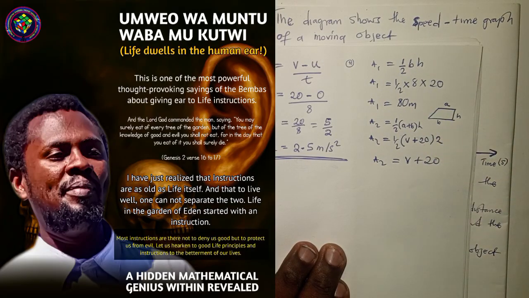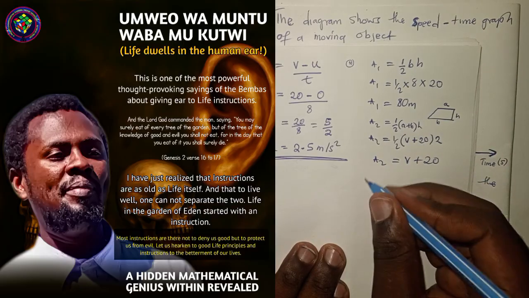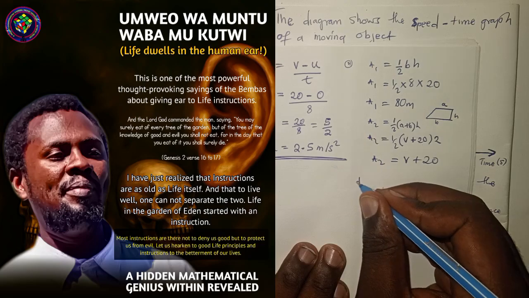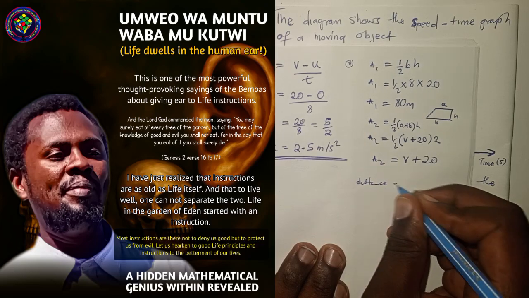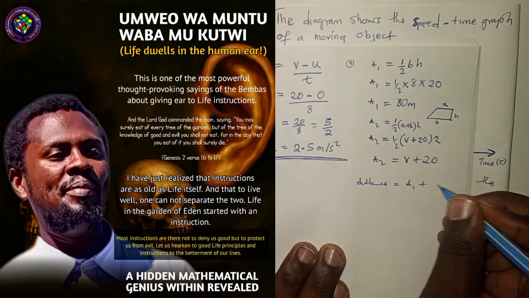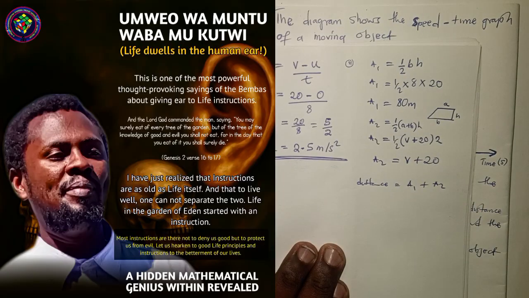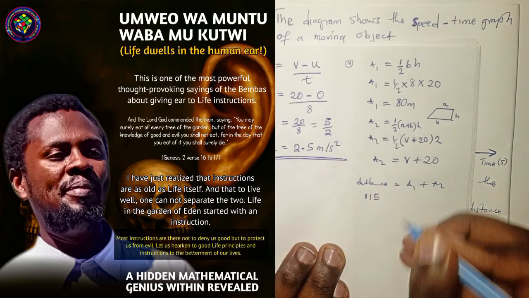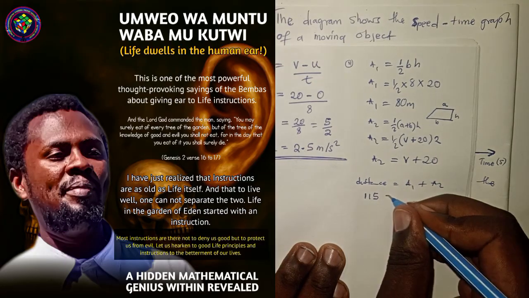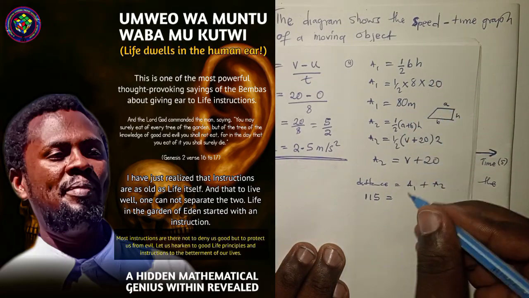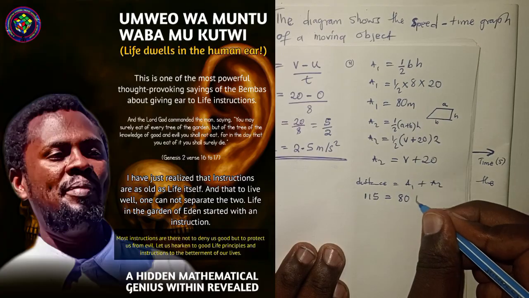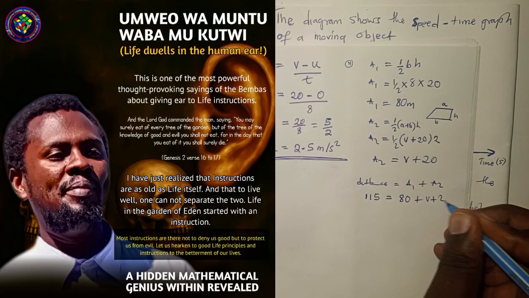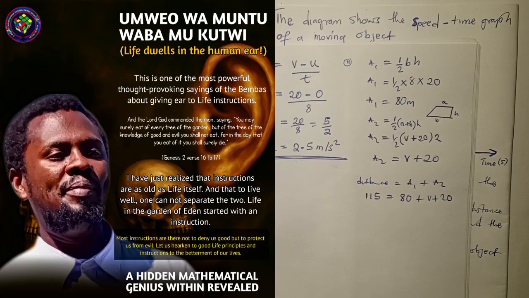Okay, so the distance covered in the first 10 seconds is distance equal to area 1 plus area 2. We know that the distance is supposed to be 115. So this is equal to area 1, which is 80, plus area 2, which is V plus 20. So we are solving for V.